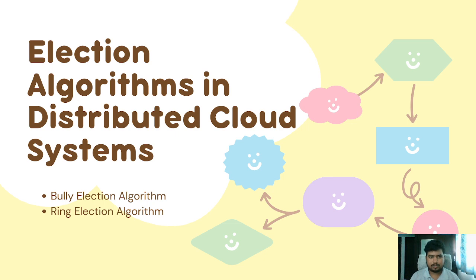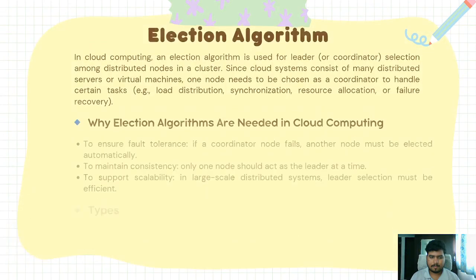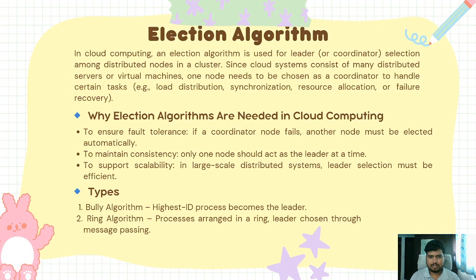Hello, in this video, we are going to see the election algorithms in distributed cloud systems. In cloud computing, there are multiple distributed nodes working together. Among these nodes, one node needs to be chosen as a coordinator to handle certain tasks, such as load distribution, synchronization, resource allocation, or failure recovery.